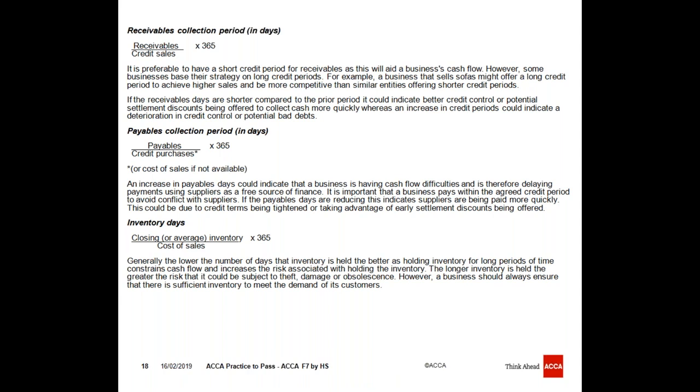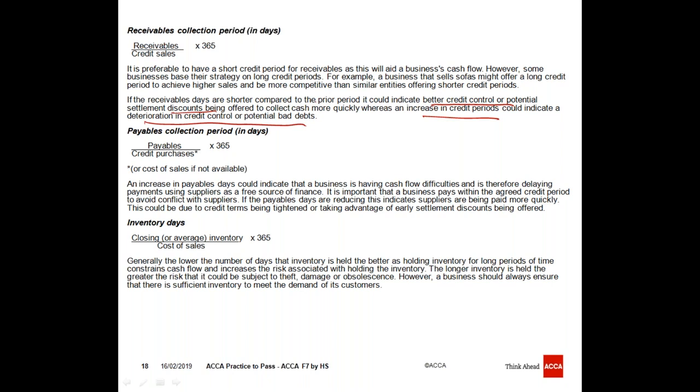So the receivable collection period. The key point here is: if the receivable days are shorter compared to the prior year, it indicates better control, or potential settlement discounts being offered to collectors. Whereas an increase in the credit period could indicate a deterioration in the credit control. So you only have to write one.